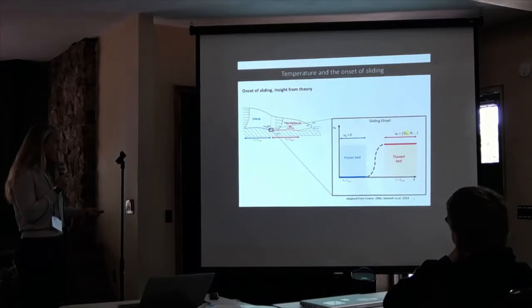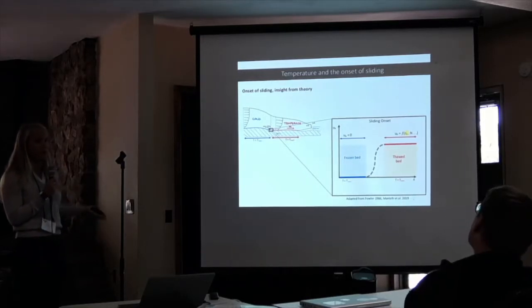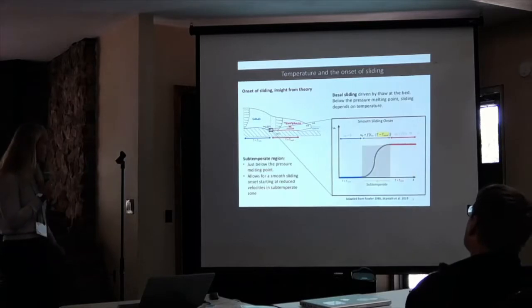Often, it's assumed that there's a hard switch and onset of sliding. However, this causes the rapid downdraw of ice and refreezing of the bed as soon as sliding onset begins, which is a problem for ice sheet models.